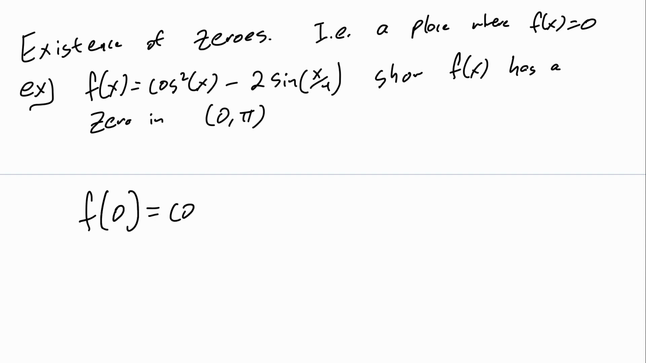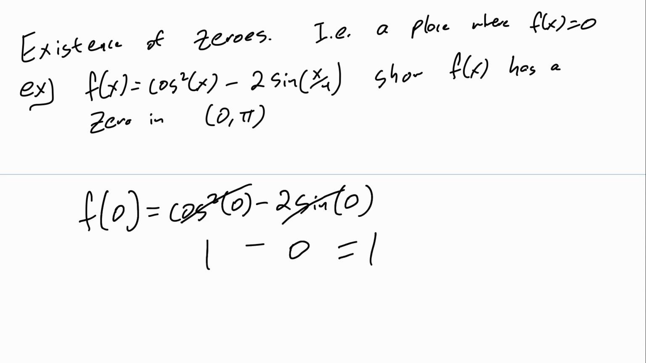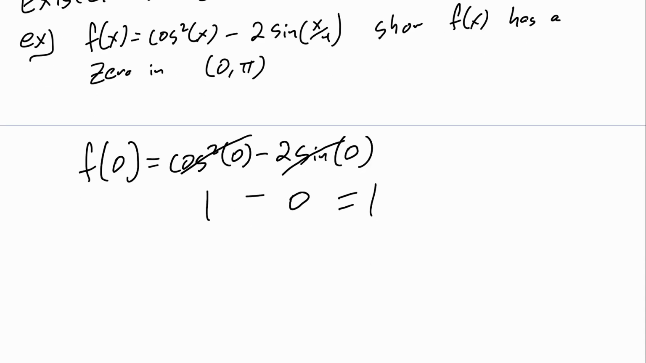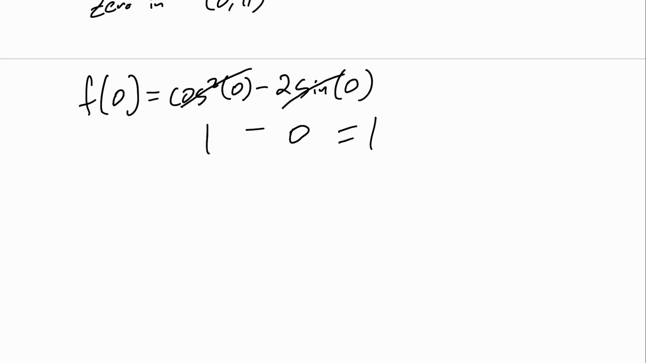F of 0 is cosine squared of 0 minus 2 sine 0. All right, so cosine of 0, if we remember our unit circle, cosine of 0 is 1. We square that, we get 1. Sine of 0 is 0. We multiply that by 2, we get 0. So f of 0 is 1. What about f of pi?